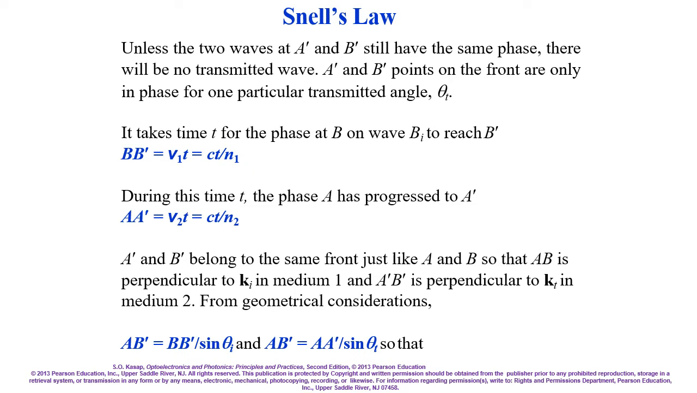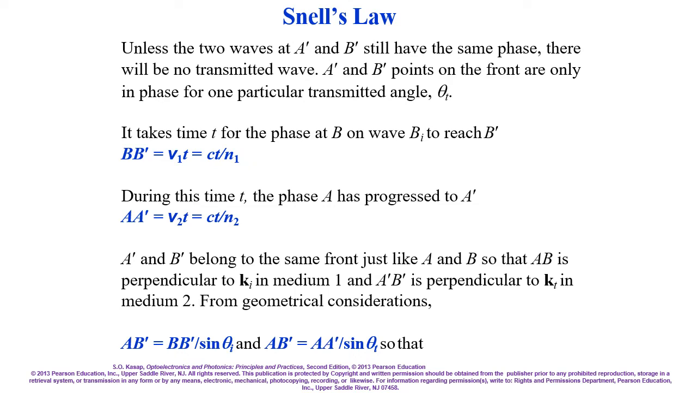Using the two waves at A prime and B prime, if they are in the same phase, there will be a transmitted wave. A prime and B prime points on the front are only in phase for a particular transmitted angle theta t. It takes time t for the phase at B on the wave BI to reach B prime. So we can say that s equals vt. So BB prime equals V1t, where V1 is the velocity of the wave in medium N1, so we can write c t divided by N1. During the time t, the phase at A has progressed to A prime, so AA prime equals V2t, where V2 is the velocity in the N2 medium, so we get c t divided by N2.